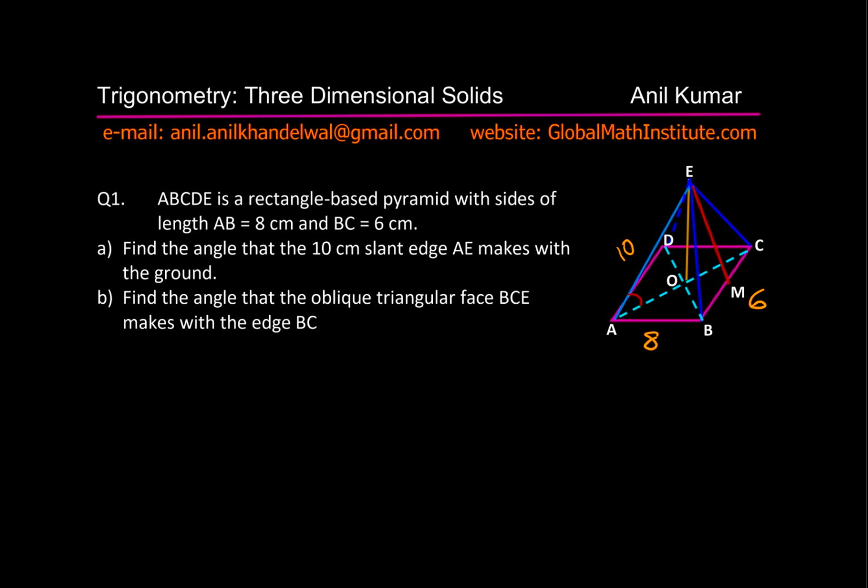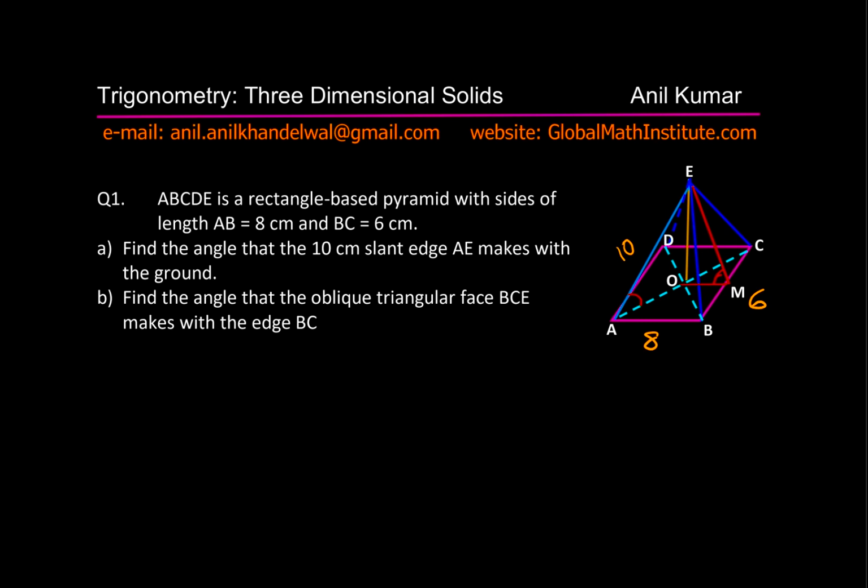Now, part B is find the angle that the oblique triangular face BCE makes with the edge BC. So, this is the edge BC, and the face is right there. To find this angle, we need to connect with the center of the edge, and the angle which you get here is the angle which we need to figure out. I hope both the angles are absolutely clear, so you should be in a position to find the solution. Now, let's begin to solve this question.